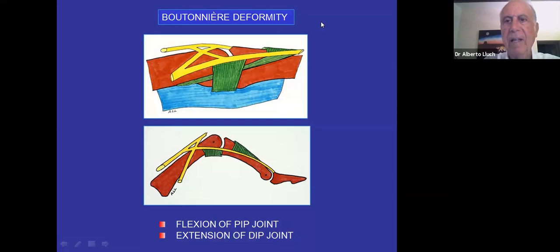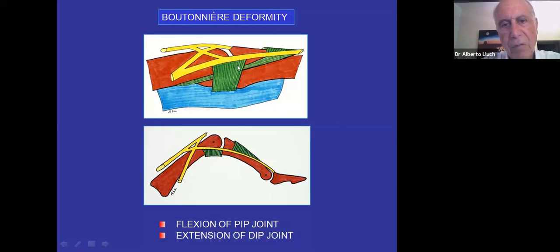Okay, now. The boutonniere deformity, it's an alteration of the extensor apparatus right here. This is the proximal phalanx, the distal phalanx in red, the extensor apparatus in yellow. This is the central slip and the lateral slip. And these are some intertendinous connections between the central slip and the lateral slip.